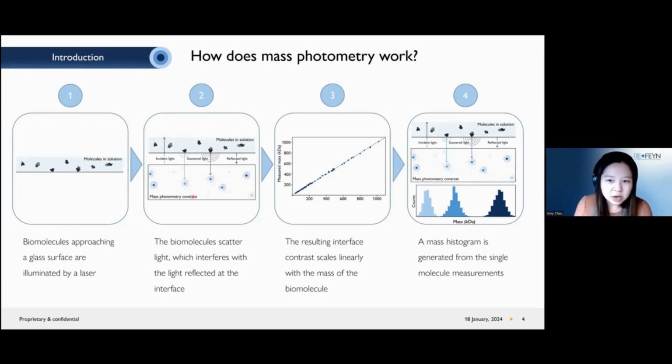These interference patterns look like these radial contrast patterns. And you can see some contrast patterns will be fainter, some will be deeper. It turns out that the contrast values that we can extract from these patterns scale linearly with the mass of the biomolecules, which we can then use to count any of these particles that appear on the screen and plot them as a histogram. On the x-axis, we can convert contrast values to mass, and on the y-axis is the number of counts. This mass histogram allows us to identify the species in the samples and quantify their relative abundance.